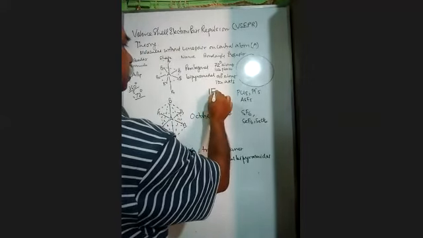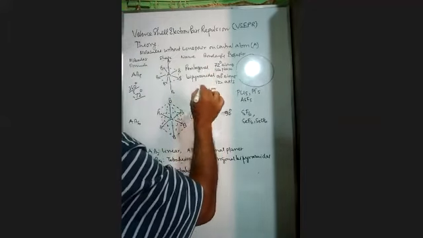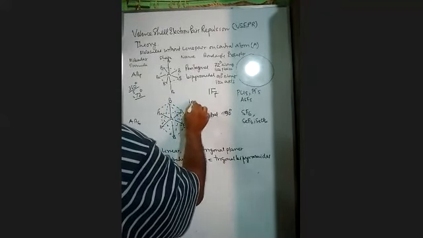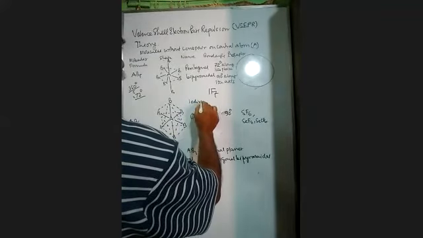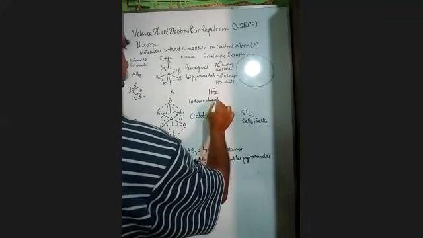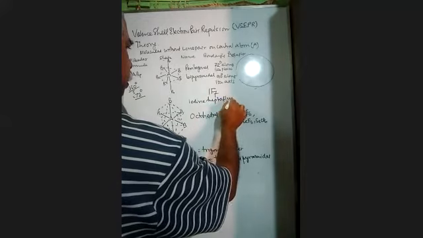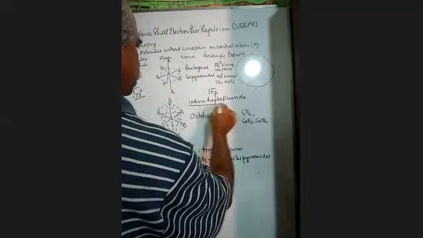This is important for your entrance exam: IF7, iodine heptafluoride. This is not given in your book.